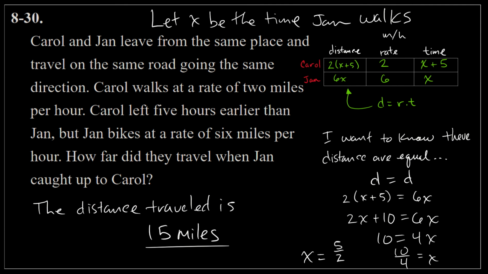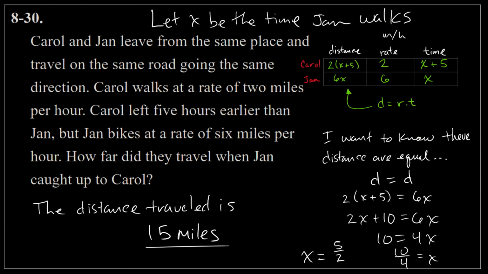If I take the top one, I take 5 halves times 6, that's 2.5 times 6. That should be, let me check that out. Maybe I'm wrong. 5 divided by 2 times 6. Yeah, it's 15 miles.